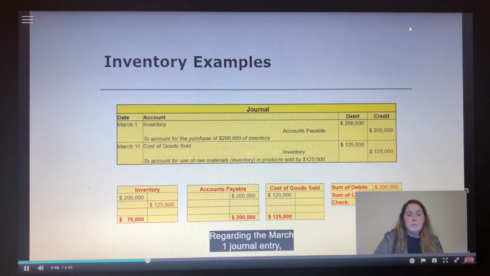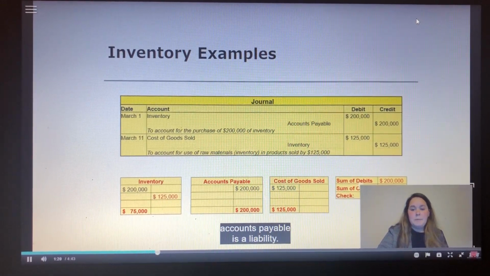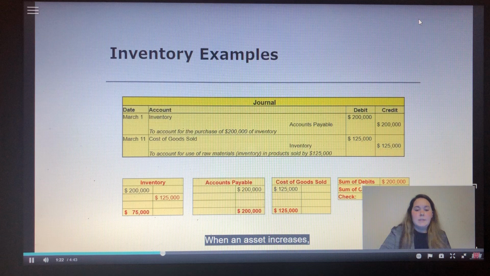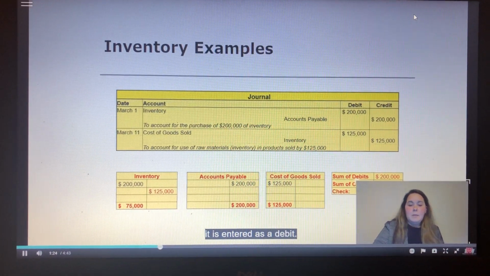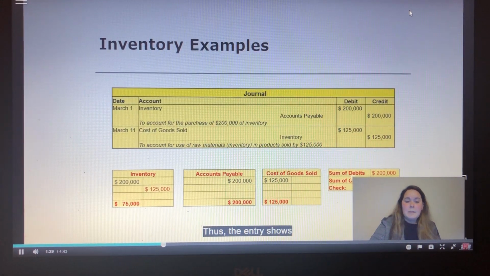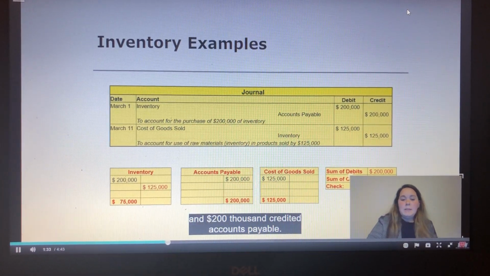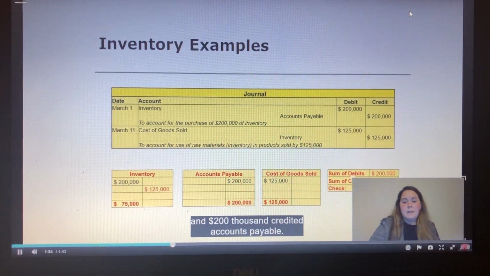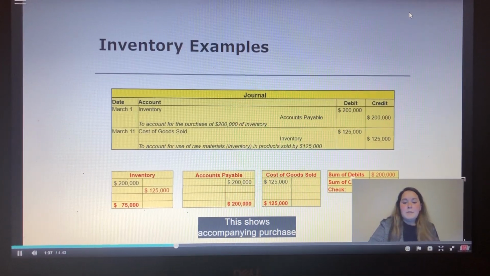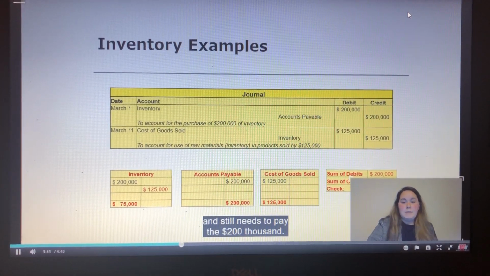Regarding the March 1st journal entry, inventory is an asset and accounts payable is a liability. When an asset increases, it is entered as a debit. When liabilities increase, they are entered as a credit. Thus, the entry shows $200,000 debited to inventory and $200,000 credited to accounts payable. This shows a company purchased the inventory on account and still needs to pay the $200,000.